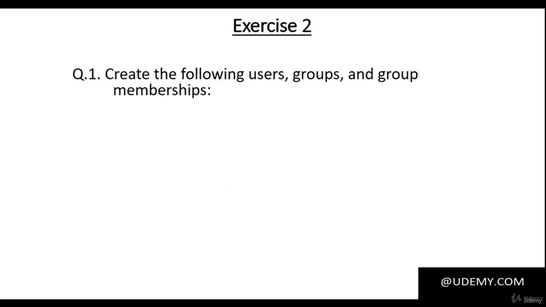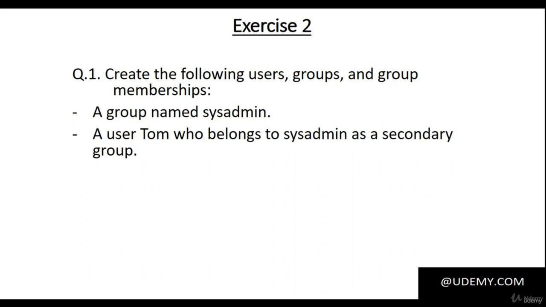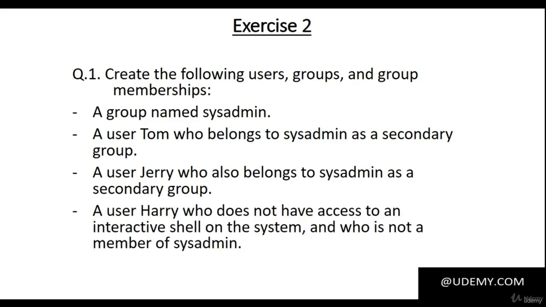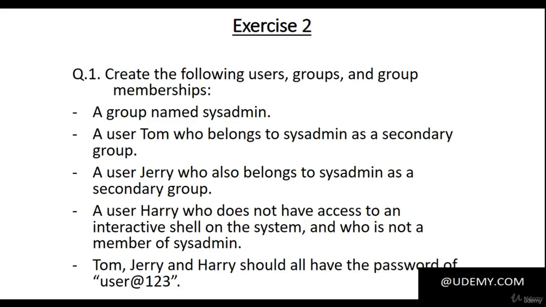This is exercise 2. Create the following users, groups and group memberships. A group named sysadmin, a user Tom who belongs to sysadmin as a secondary group, a user Jerry who also belongs to sysadmin as a secondary group, a user Harry who does not have access to an interactive shell on the system and who is not a member of sysadmin. Assign password to all the users, and the password would be user@123.